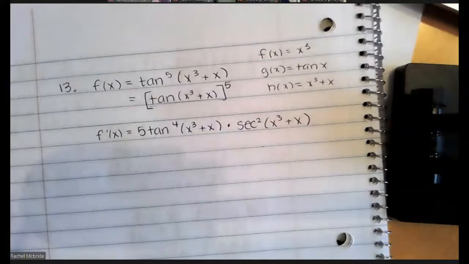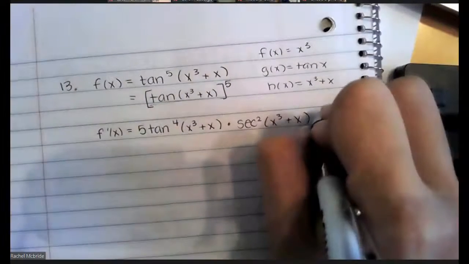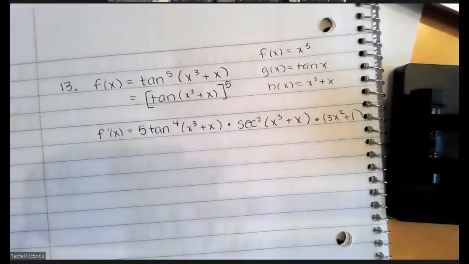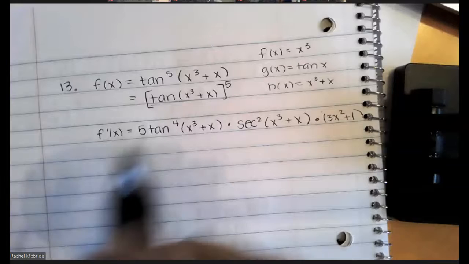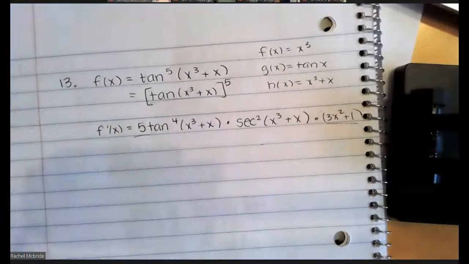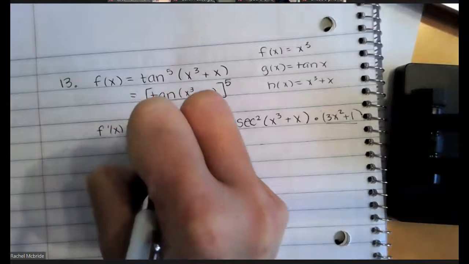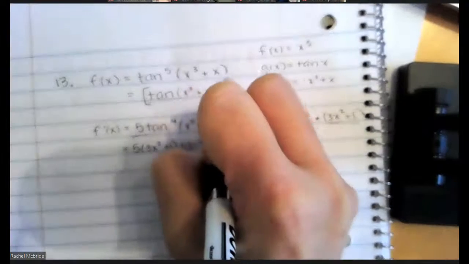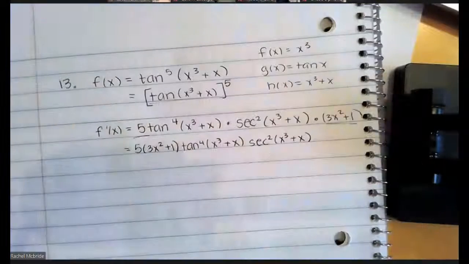And then we still have one more inside. We have to multiply this by the derivative of h, which is 3x squared plus 1. So then this and this are kind of like our constants, so we just rearrange it. So it's 5, 3x squared plus 1, tan 4x cubed plus x, secant squared x cubed plus x.